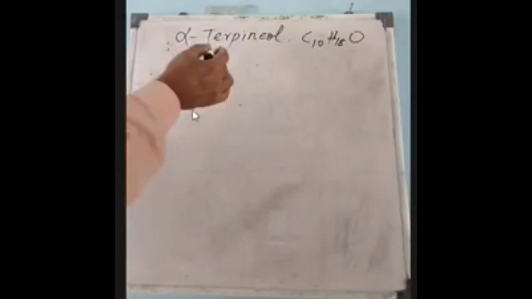Now this is the alpha terpineol, the cyclic monoterpenoid. We said there is another, menthol, which is again more important than this one. But we have this in the syllabus, alpha terpineol. That is, we are not studying the menthol. Instead of menthol, we are now studying here alpha terpineol.